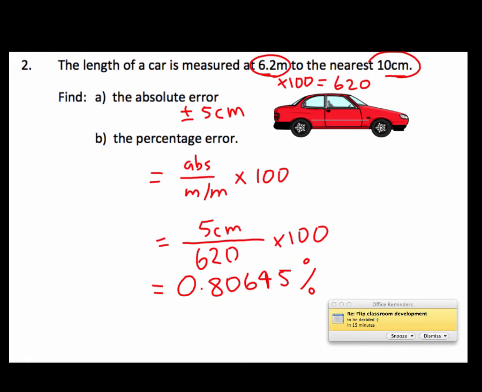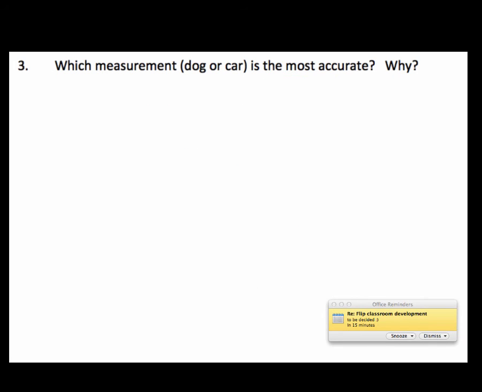So we had the pencil that had a large error. We had the dog that had a respectable error. 2% is quite respectable, but this, the car being measured to the nearest 10 centimetres, less than 1% error, so that's quite an accurate measurement. So I'm hoping that you're getting some sense of how there's different levels of error in a measurement.